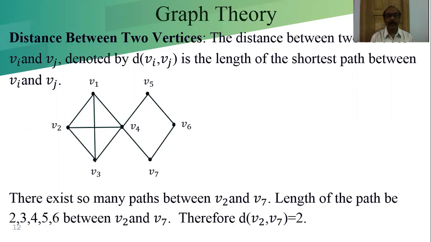Now we move to the actual definition. The distance between two vertices Vi and Vj, denoted by d(Vi, Vj), is the length of the shortest path between Vi and Vj. Shortest path means the one which gives the minimum length. You have to consider all the paths between the vertices Vi and Vj, then find the lengths of all the possible paths. From them, the path which gives the minimum value, that minimum value is the distance between the two vertices.